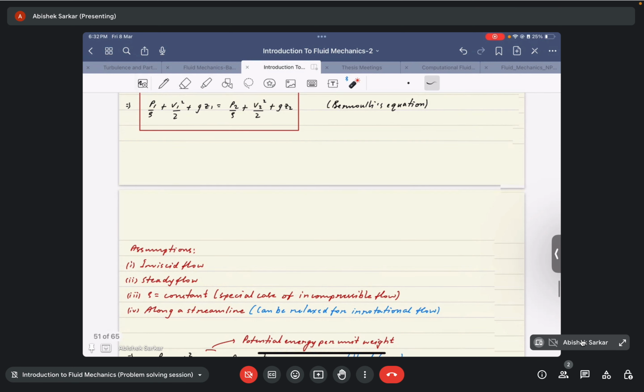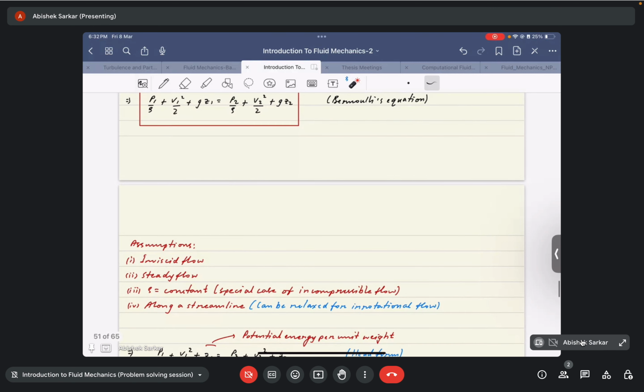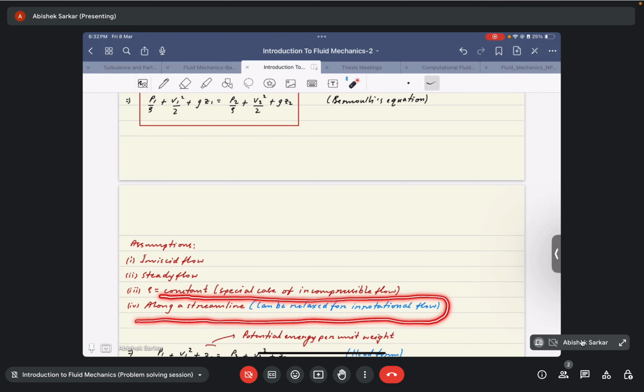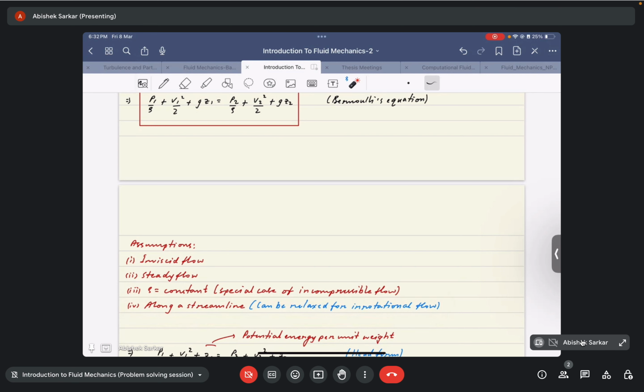Okay, and finally, this equation is only valid for any 2 points along the same streamline. Okay, it's very important. Like in many competitive exams and university level exams, problems related to this condition come up a lot.